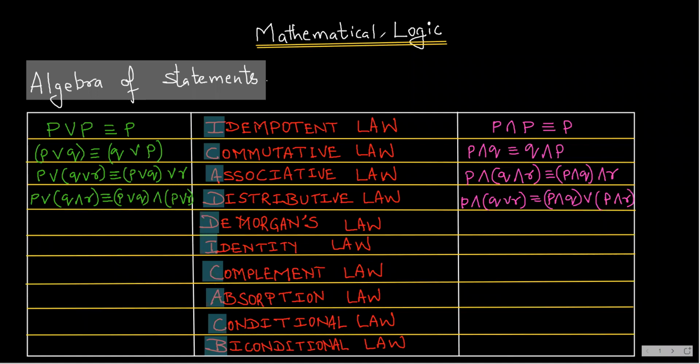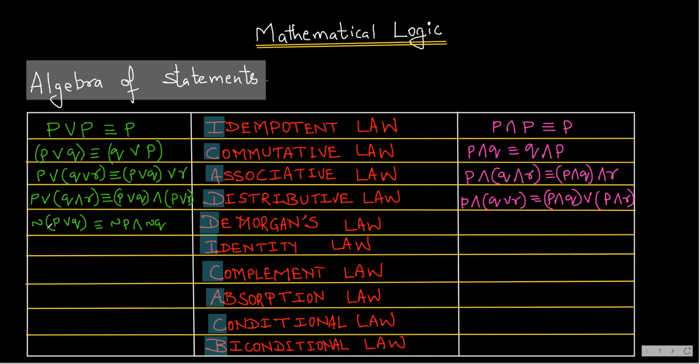Very interesting law. De Morgan's law is nothing but the negation of disjunction and the negation of conjunction. So see, if I have negation of P or Q, we know that it will be negation of P and negation of Q. You write the negation for both, and disjunction will be changed into conjunction.